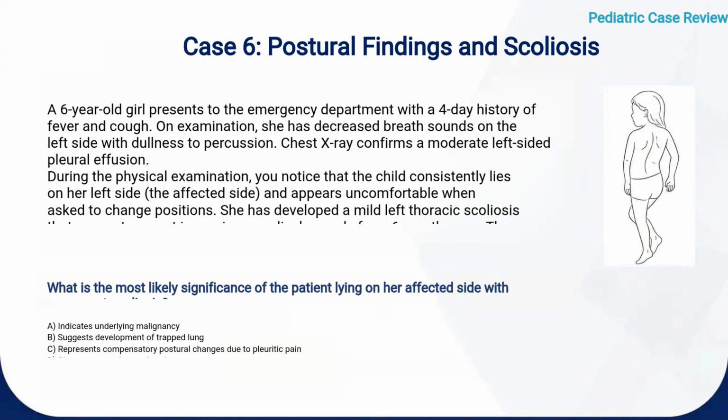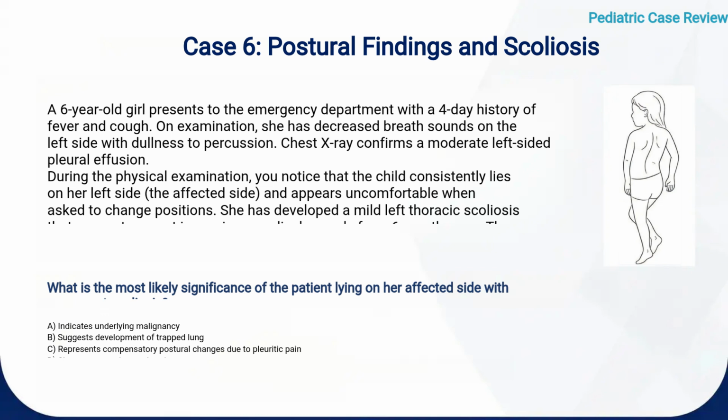During the physical examination, you notice that the child consistently lies on her left side, which is the affected side, and appears uncomfortable when asked to change positions. She has developed a mild left thoracic scoliosis that was not present in previous medical records from 6 months ago. The child's vital signs show mild tachypnea and low-grade fever. She appears alert but slightly irritable when moved.